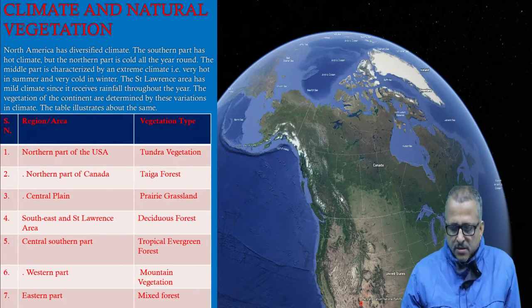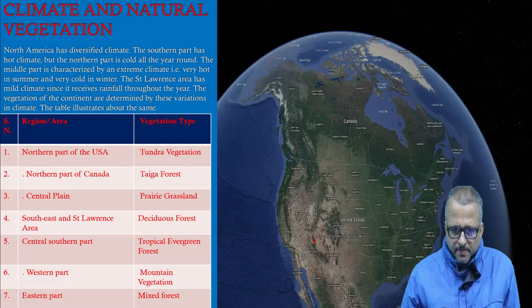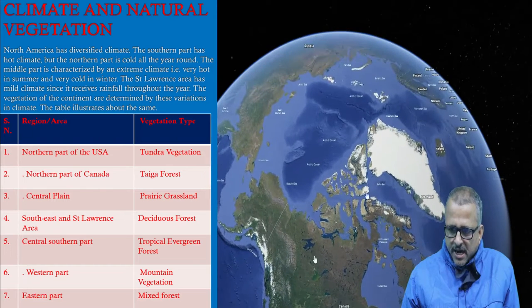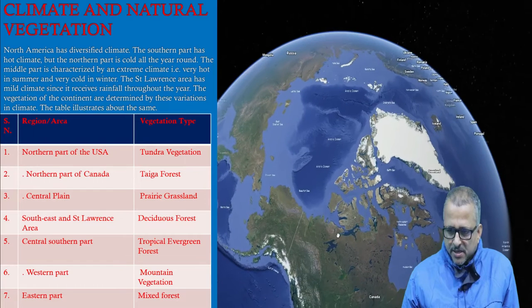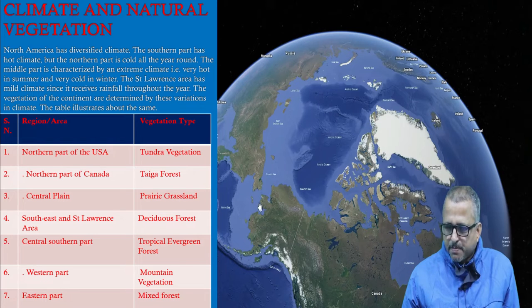It has lots of variations of climates, and you could see lots of variations of vegetation also. If I tell you about this continent, the extreme northern part of the USA and Canada is icy. It is full of ice, and Baffin Island and Victoria Island also contain ice, and Alaska also. In this region there is tundra vegetation. Tundra means treeless plain, a plain which doesn't contain trees. In the northern part of Canada, it is taiga.